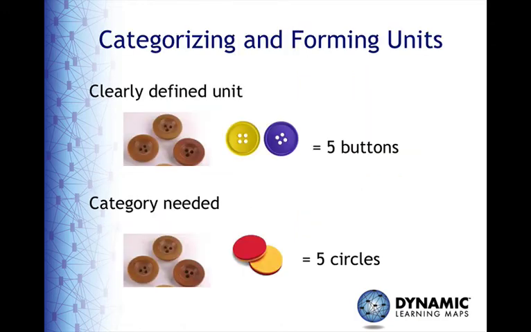So let's look at an example of how categorizing is important in forming units. When units are clearly defined, students find it easier to name the unit. In the first example, we see there are 3 buttons and 2 buttons, which are equal to 5 buttons. But what happens if the student has 3 buttons and 2 chips? Then we have 5 what? Students need to be able to identify a common category. In these cases, they are all circles. 3 buttons and 2 chips equals 5 circles.